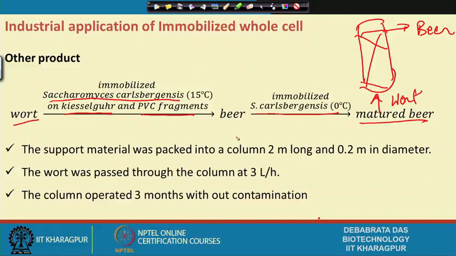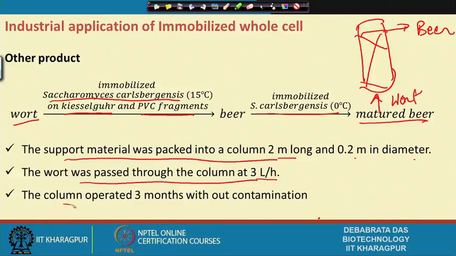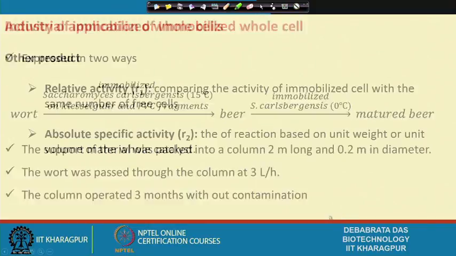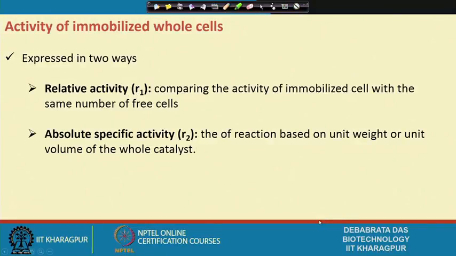Whatever unconverted substrate, glucose, is there will be further converted to alcohol. The support material was packed in a column 2 meters long and 0.2 meter in diameter. The wort passed through the column at the rate of 3 liters per hour. The column operated 3 months without contamination. So, this is one of the applications that we have of this whole cell immobilized system.